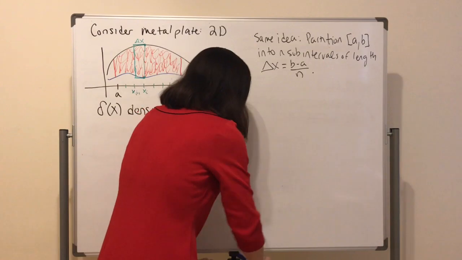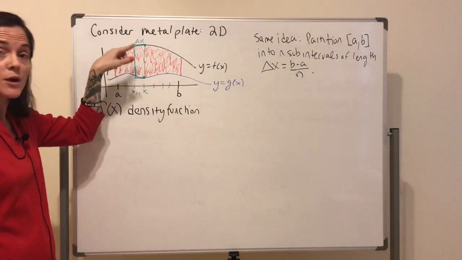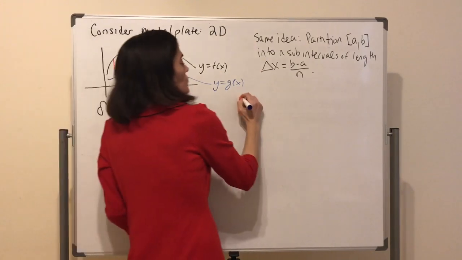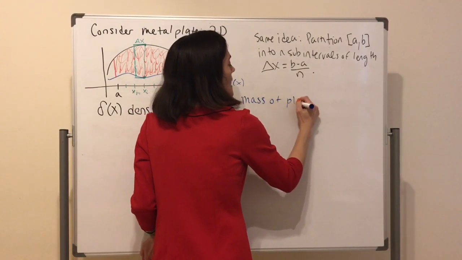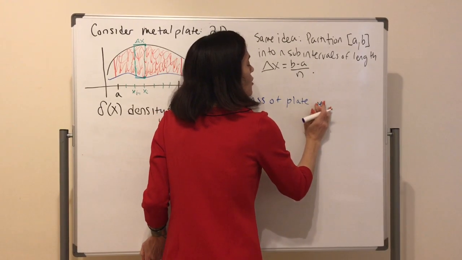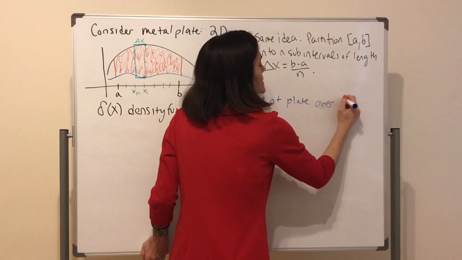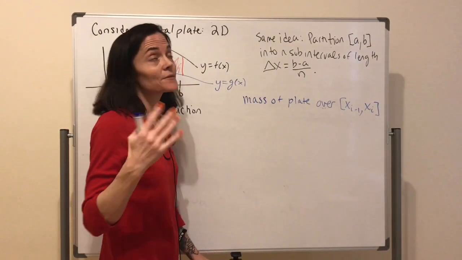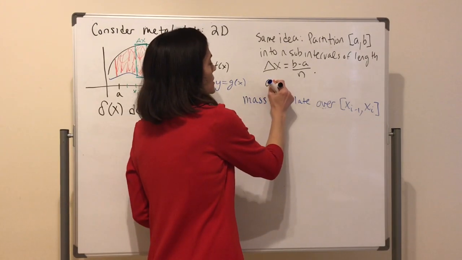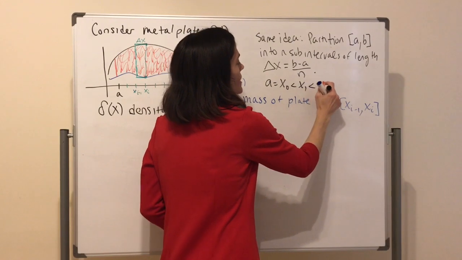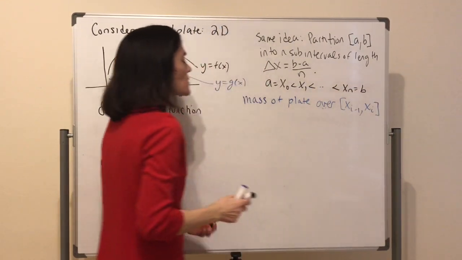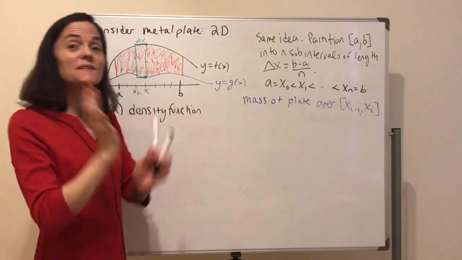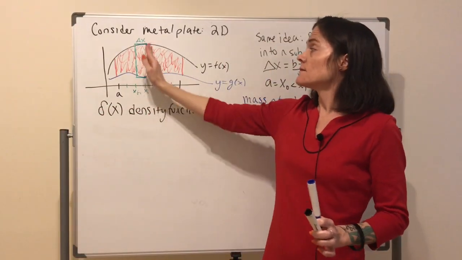Maybe I'll do this in blue. What would be the mass of this chunk of metal plate, which is this rectangle? So the mass of the plate lying over this subinterval, and just for the sake of completeness, I will write my partition: x_0 less than x_1, etc., this is b. Okay, so the mass is density times volume. It's subdivided enough such that on this, it's approximately constant.